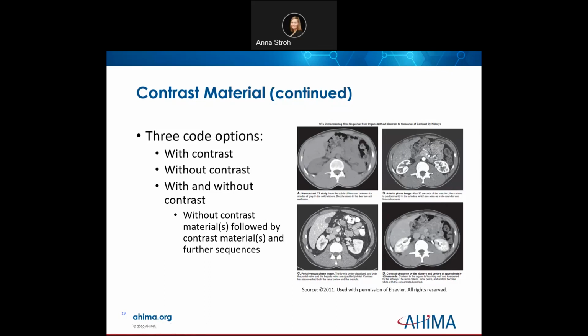So one thing that's very important, if they do with contrast and without, there's a code for that. There's a code that includes both. You wouldn't code 2 separate codes for with and another separate code for without. That would be considered unbundling because there already is a code that includes with and without.